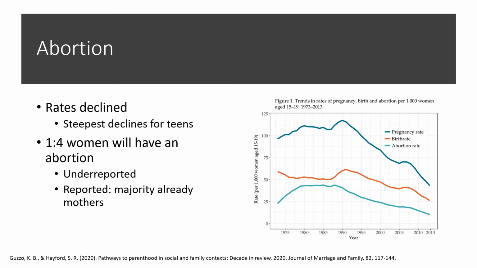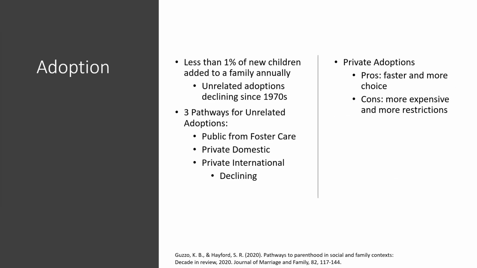Okay, so less than 1% of new children joining a family is due to adoption versus biological birth, so it's not as common, significantly. And unrelated adoptions, so non-family adoptions, have been declining since the 1970s.